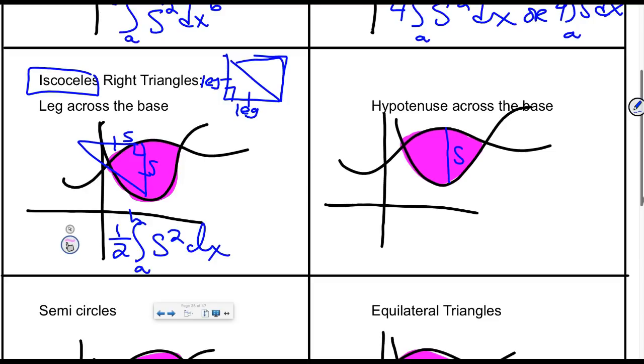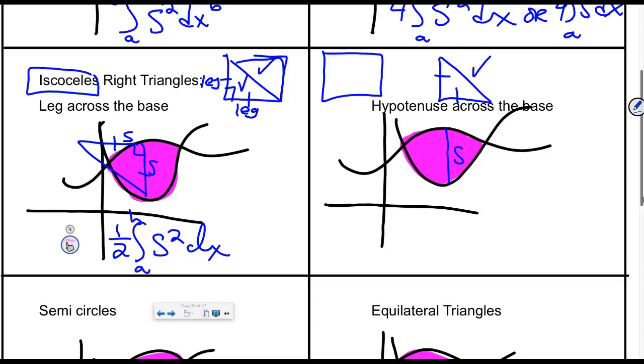If the hypotenuse is across the base, that's a little different. Because for my isosceles triangle, I'd be putting the longest side across the base, so it's not going to pop up as high. So do you think I'll have less volume or more volume? What does your gut tell you? Less. I'll visually show you how much less it is, and then I'll mathematically show you.